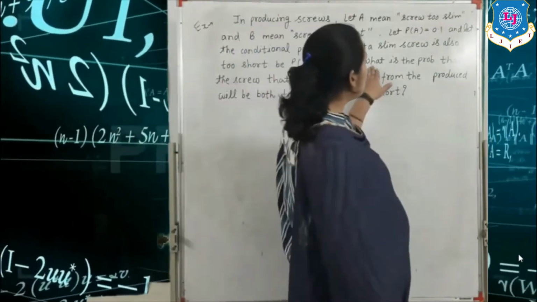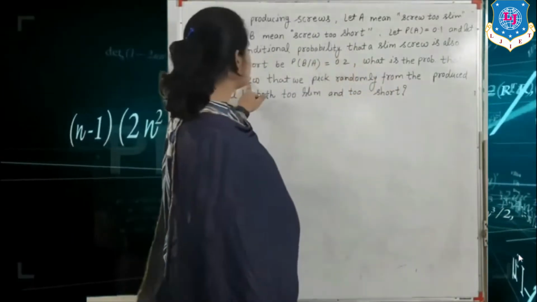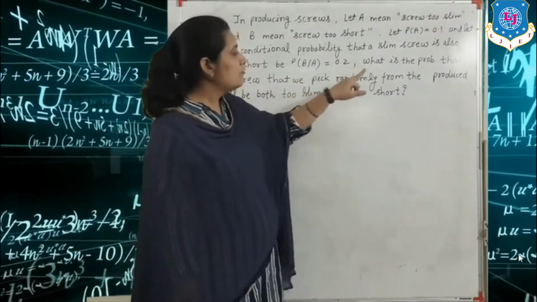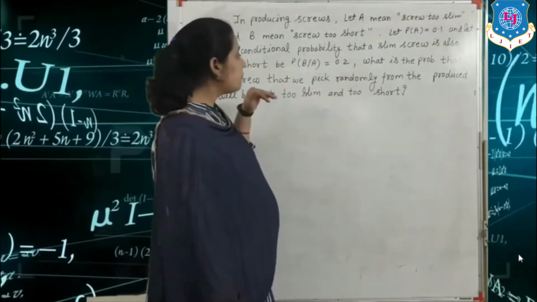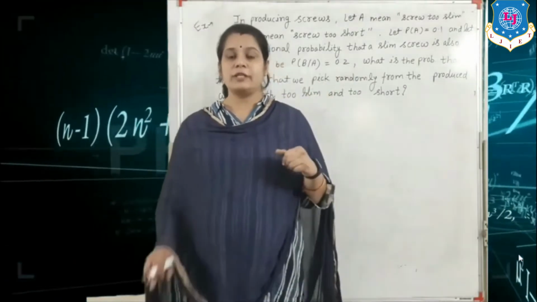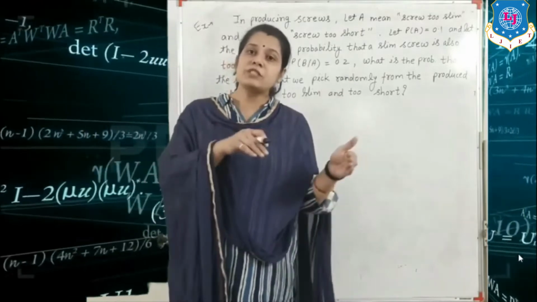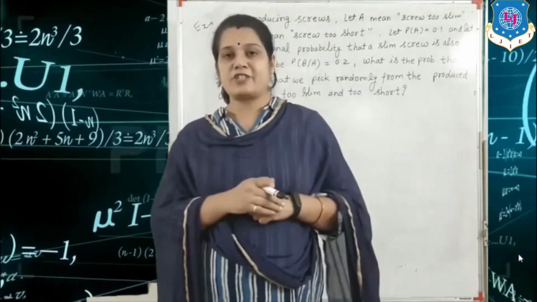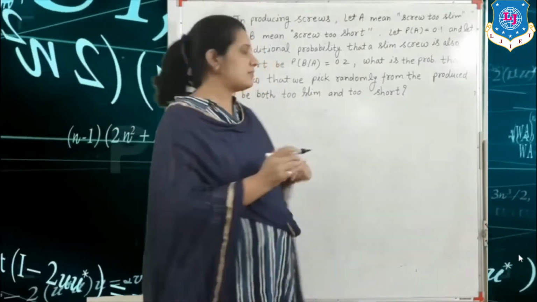Next, what is the probability that a screw we pick randomly from the produce will be both too slim and too short? So in this question, both too slim and too short, that means we use the intersection sign. Okay, so let's start the solution.